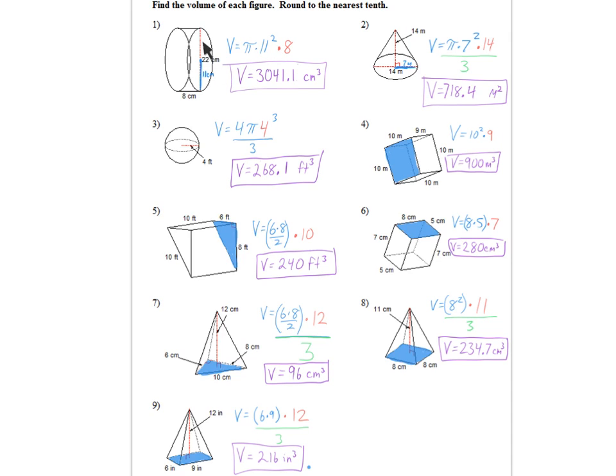So the circle is pi r squared. Now where did I get 11 from? Well, the whole thing's 22, so the radius is 11. So that's the base circle times the height of 8. And it's centimeters cubed. Volumes are always cubic units. Use your calculator, crunch it out.